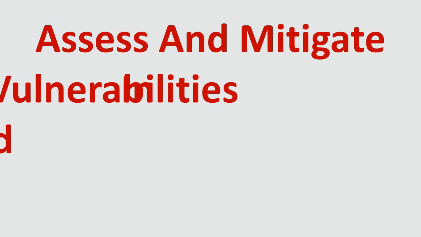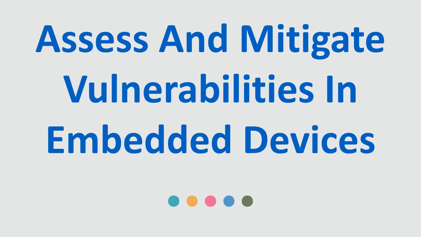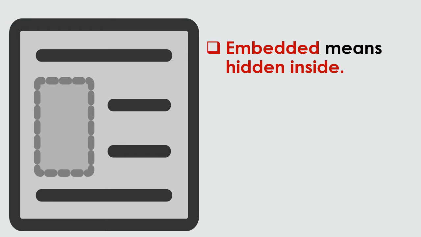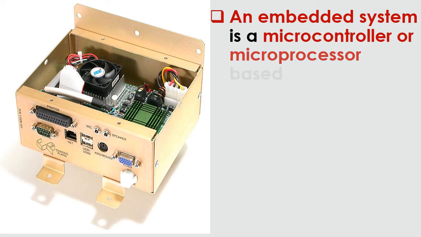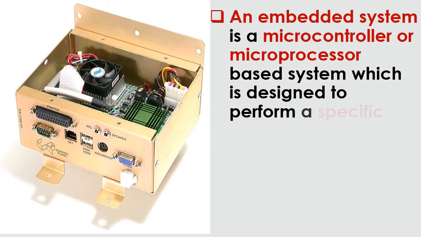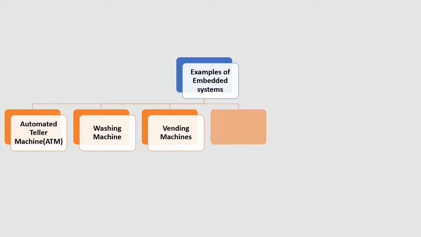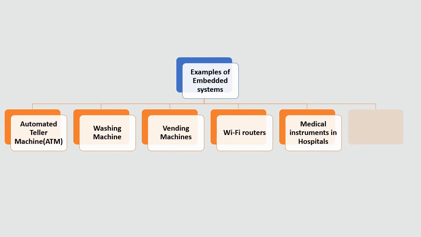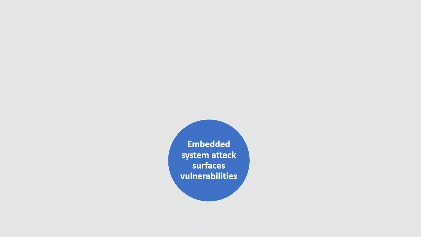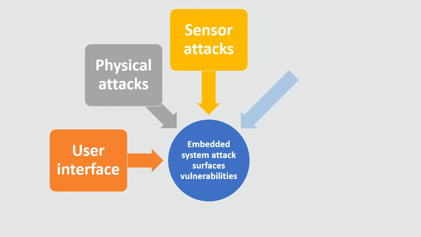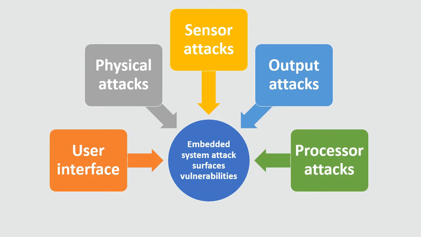Assess and mitigate vulnerabilities in embedded devices. Embedded means hidden inside. An embedded system is a microcontroller or microprocessor-based system which is designed to perform a specific task. Examples of embedded systems are automated teller machines, ATMs, washing machines, vending machines, Wi-Fi routers, medical instruments in hospitals, and smartphones. Embedded system attack surfaces and vulnerabilities are user interface, physical attacks, sensor attacks, output attacks, and processor attacks.